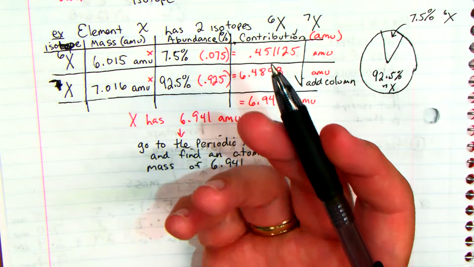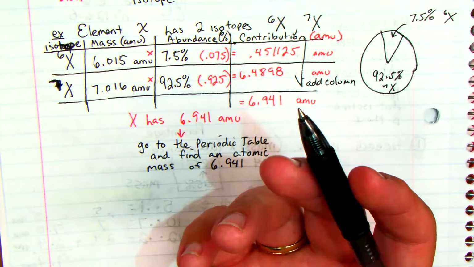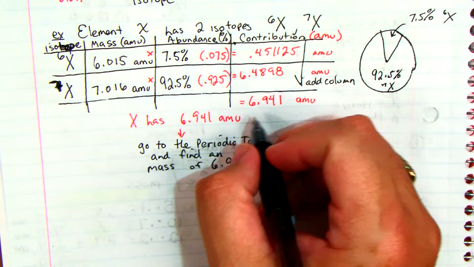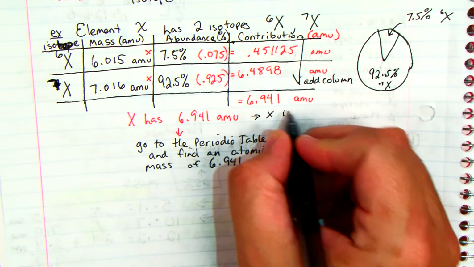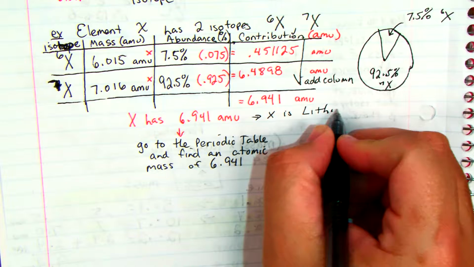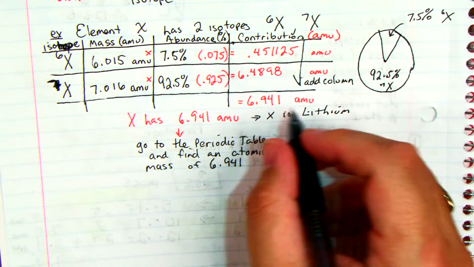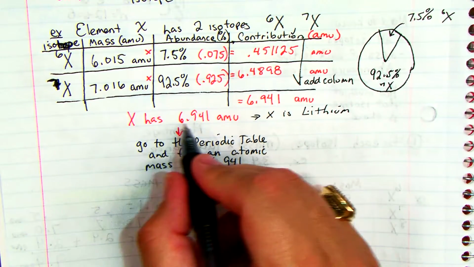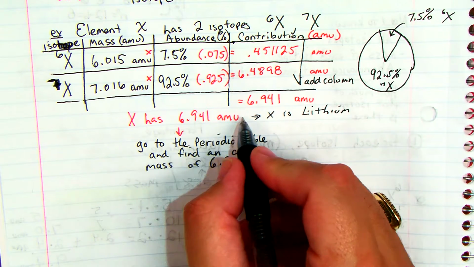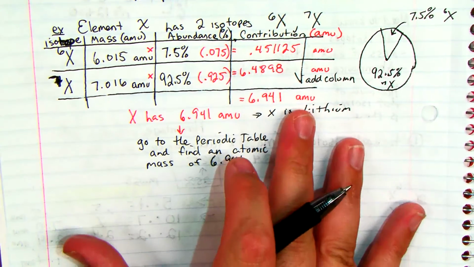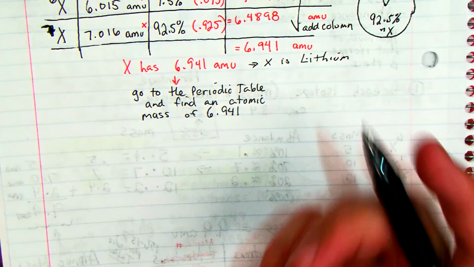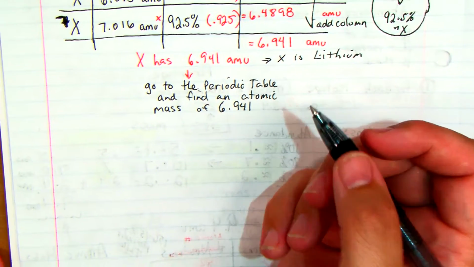Now, this tells me that X is lithium. Because lithium has an atomic mass unit of 6.941. These are numbers we just can't make up and go with. Now, the equation looks like this.